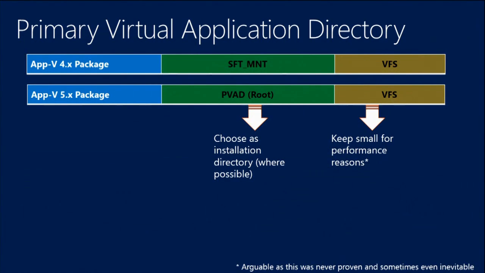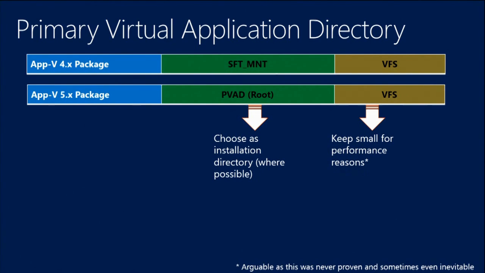In AppV4, we were used to sequencing to Q and creating this 8.3 asset directory. There's no more Q drive. There's now something called the Primary Virtual Application Directory, or PVAD, how they call it. It's still the same functionality, it's still the same idea. So in an AppV4 package, you would have as much as possible in an SFTMNT directory and as little as possible in the virtual file system, because there was this performance overhead.